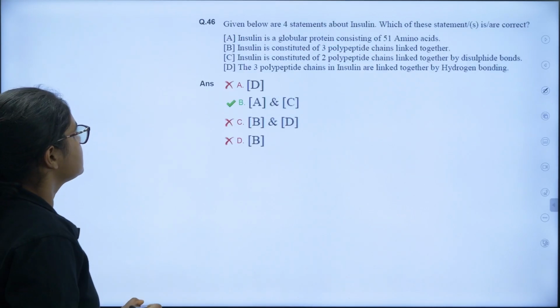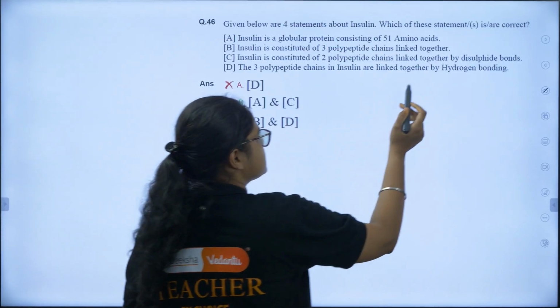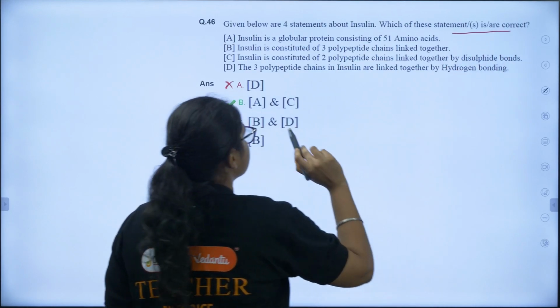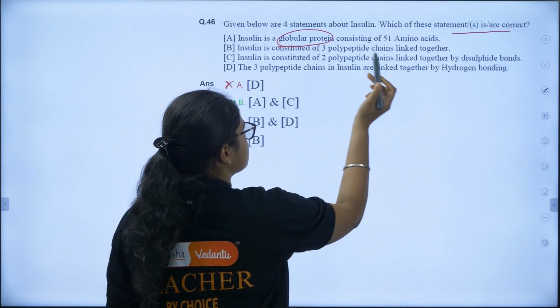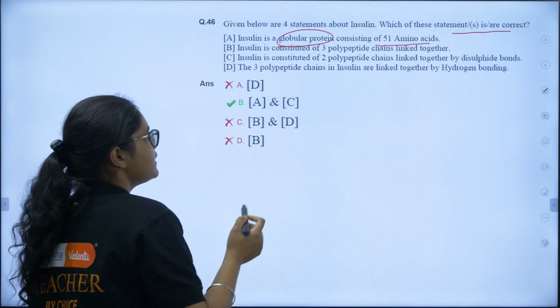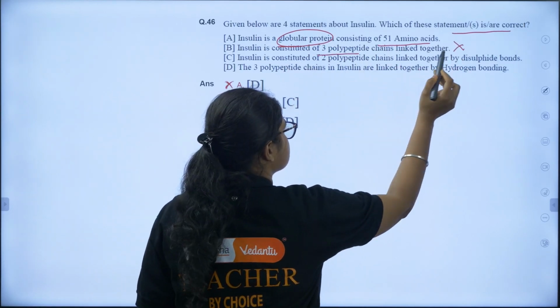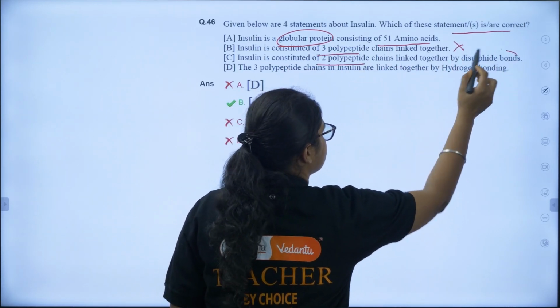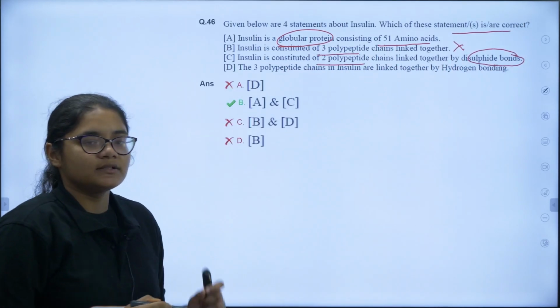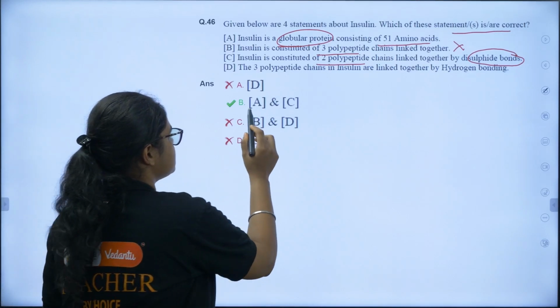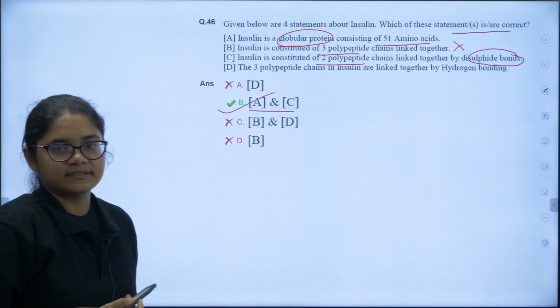Okay. Now let us see the next question. Correct statements about insulin. Okay. So insulin is a globular protein, that is correct, with 51 amino acids. There are 3 polypeptide chains. This is incorrect. There are 2 polypeptide chains linked by disulfide bonds. Okay. So these 2 statements are correct, that is A and C. So option number B is your correct answer.